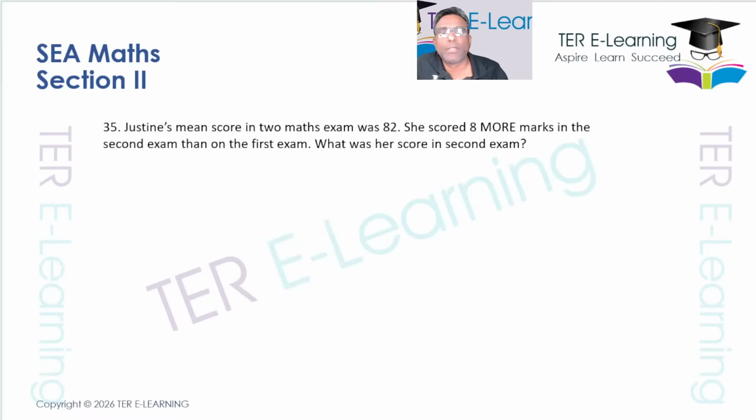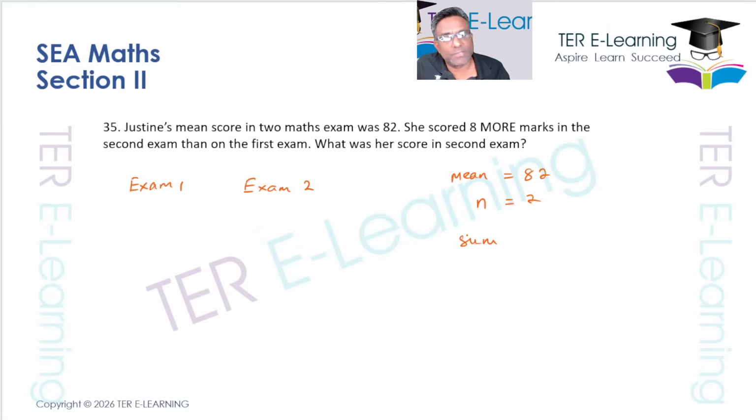Justine's mean score in 2 maths exams was 82. She scored 8 more marks in the second exam than the first exam. What was her score in the second exam? So she has 2 exams, exam 1 and exam 2, and her mean is 82. So the mean score is 82, and we have 2 exams here.